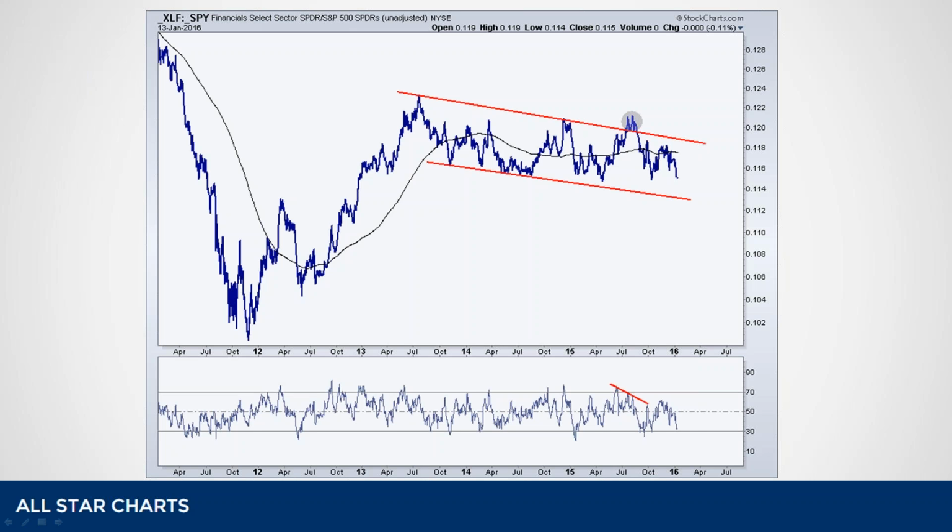Financials have been a serial underperformer for the past 3 years, really. Very clean downtrend, failed breakout last year. This is a terrible sign for the market. You want financials leading, not lagging, and they're lagging.